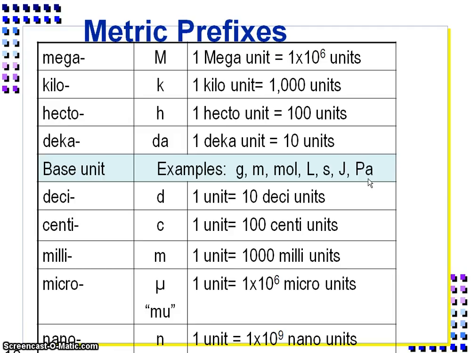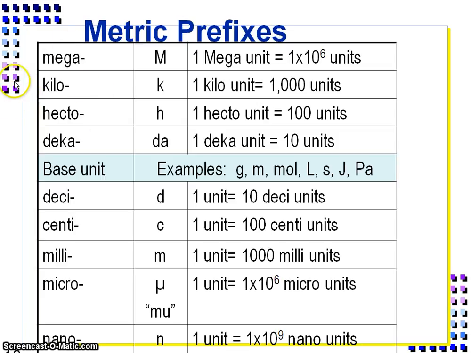Meters is probably the easiest example to do this with. I could talk about kilometers. I could talk about centimeters. I could talk about millimeters. Meter is the base unit, but I can put prefixes in front of it, and I can talk about all sorts of different sizes of things. The other way I set up this chart is base unit is sort of here in the middle. Everything written above base unit, these are all larger units.